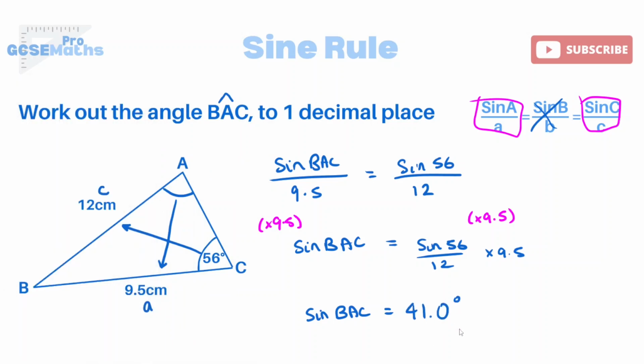In this case, one decimal place, I know it's 0, seems a bit pointless, but it does say one decimal place, so you have to put the 0.